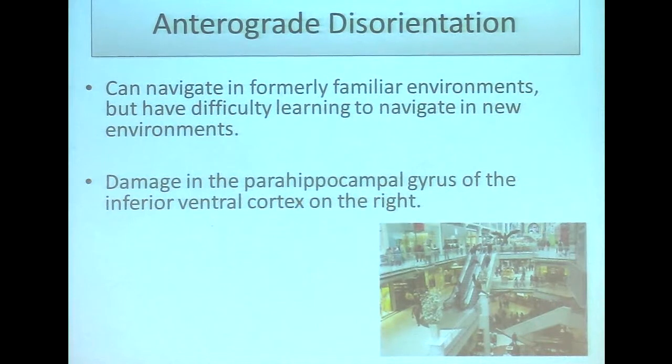All right. Then you get anterograde disorientation. Now think a moment about what we learned about retrograde amnesia and anterograde amnesia. Retrograde amnesia is amnesia you have for things before the accident. Anterograde amnesia is amnesia you have for things after the accident. Okay, so anterograde is after. So the person can navigate in formerly familiar environments, but they have difficulty learning to navigate in new environments. And this you also find quite typically with people with Alzheimer's.